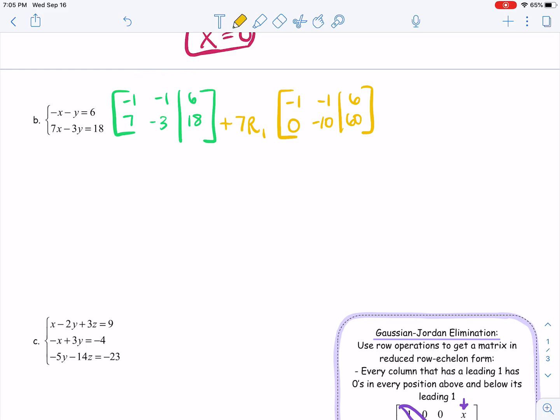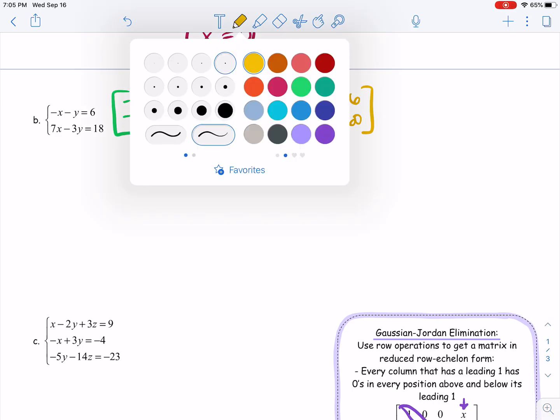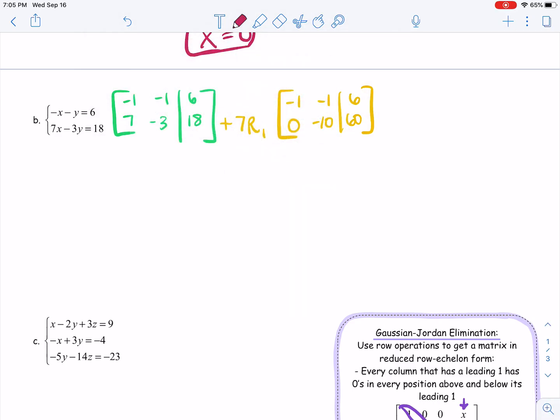Okay? So now I need to fix my -1, turn it into a +1, and I need to fix that -10 and turn it into a +1 as well. So I'm going to focus on my -10 first. I'll just multiply this row by -1/10, because I need to turn it into a +1. So the top row stays -1, -1, 6. This is still 0, because 0 times anything is 0. This is now going to be a +1, and this is going to be a -6.